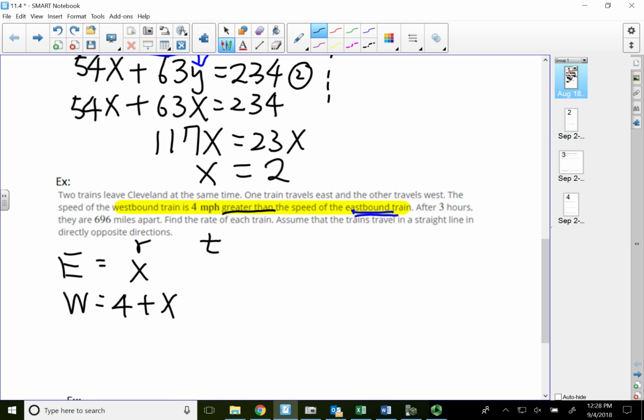After 3 hours, they are 696 miles apart. So that means the eastbound train goes to the right 3 hours, the westbound train goes to the left 3 hours. So both of them travel 3 hours, so they travel the same amount of time. Then they stop. They will be 696 miles apart. So the east and the west, traveling away from each other. After 3 hours, the total distance between them is this 696.